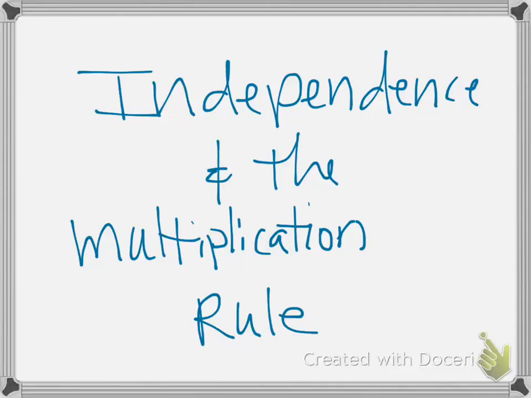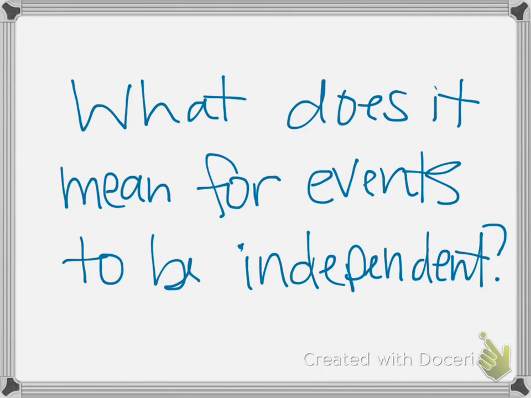The next topic that we need to talk about is independence and a rule that relates to that called the multiplication rule. So the first thing we need to talk about is what it actually means for events to be independent. And not surprisingly, it means exactly what it sounds like. If two events are independent, then they do not depend on one another.